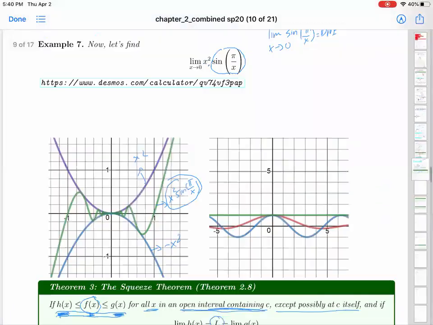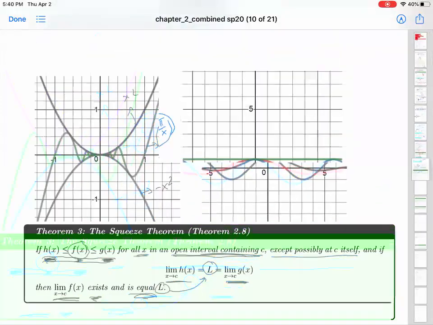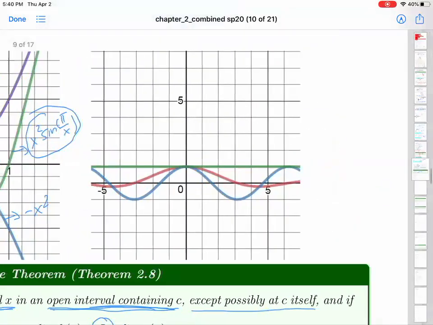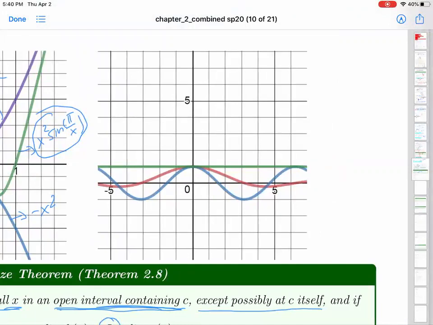Now we look at a different graph of three different functions. The green function here is y equals 1. The blue function is y equals cosine of x. And the red function is sine of x over x.